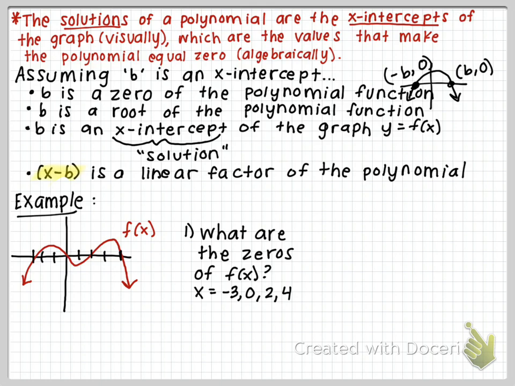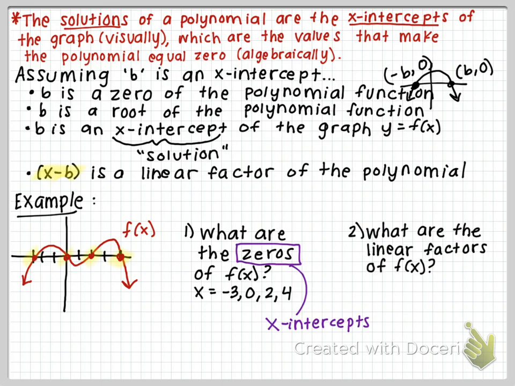How did I find that? Do you see all those highlighted points? All of those hit the x-axis, so all of those are zeros. Those are the x-intercepts.